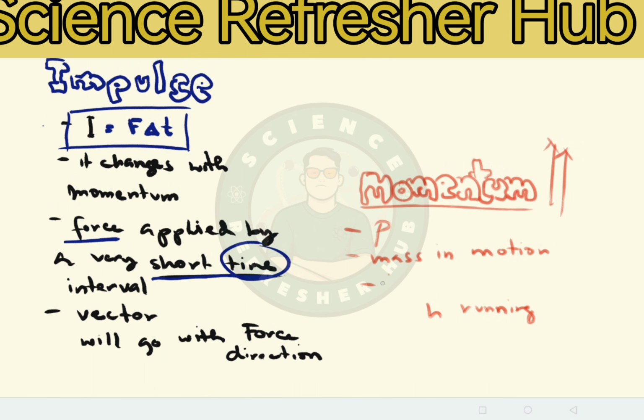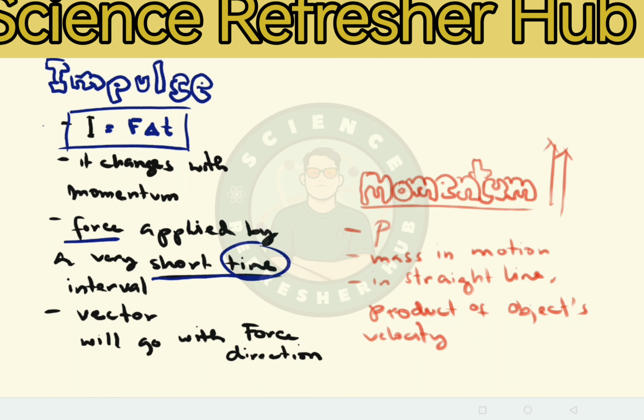Okay, let's talk about momentum more. When we say momentum in a straight line, or in linear motion, it is just the product of the object's velocity and mass. Take note of this. It is also a vector, meaning just like impulse, it needs magnitude and direction. It relates to mass.